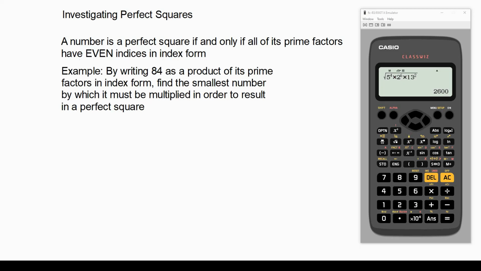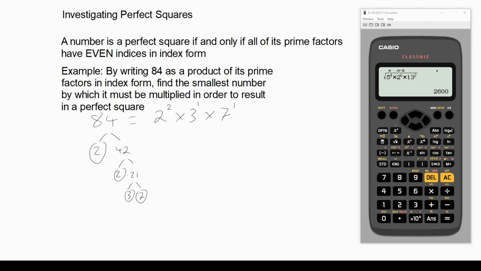This is a typical exam question. By writing 84 as a product of its prime factors, find the smallest number by which it must be multiplied in order to result in a perfect square. So first of all, if I write 84 as a product of primes, 2, 2, 3 and 7. 84 is equal to 2 squared times 3, which is just 3 to the power 1, times 7 to the power 1.